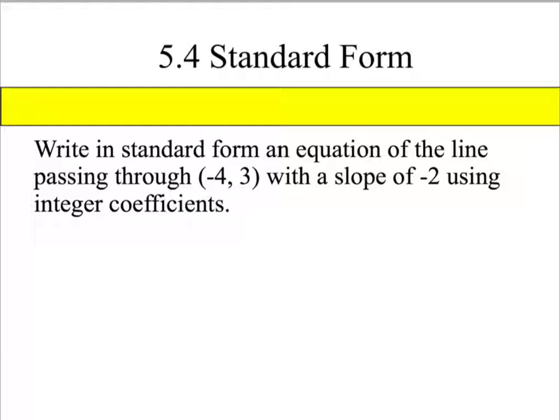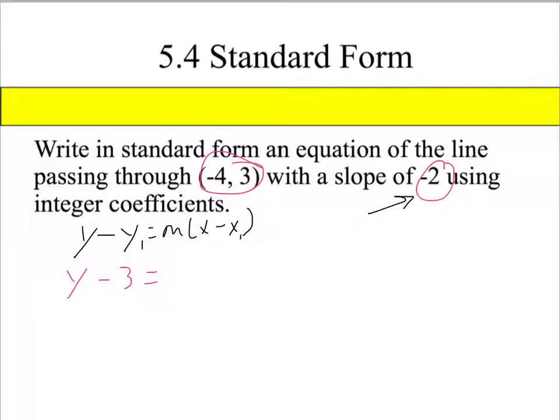We are given a point right here. We are given a slope right here. And we're going to plug it in. It now becomes y minus y1 is equal to m times x minus x1. Plug in the points we know. I know my point is -4, 3, so my y is going to be 3. My slope is a -2, as you can see up in the right corner. And my x is going to be minus -4.